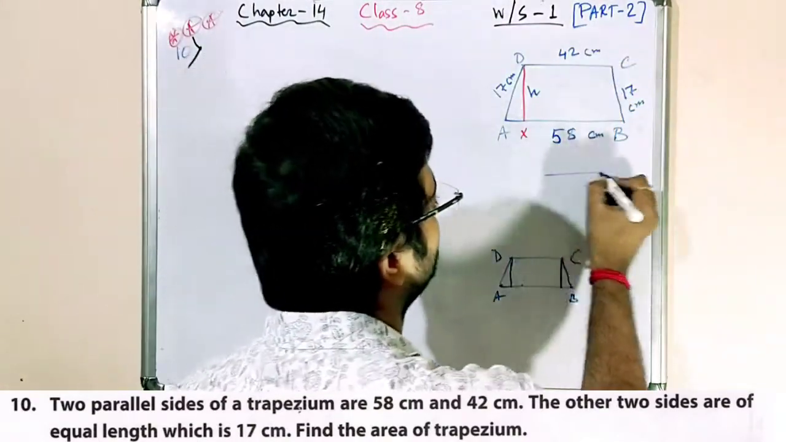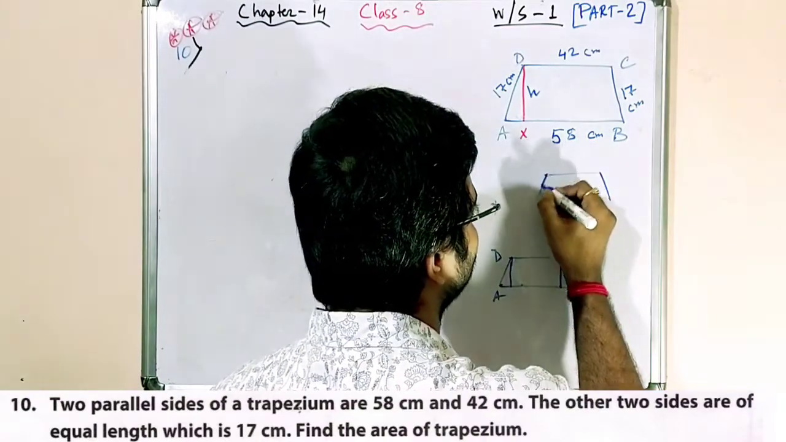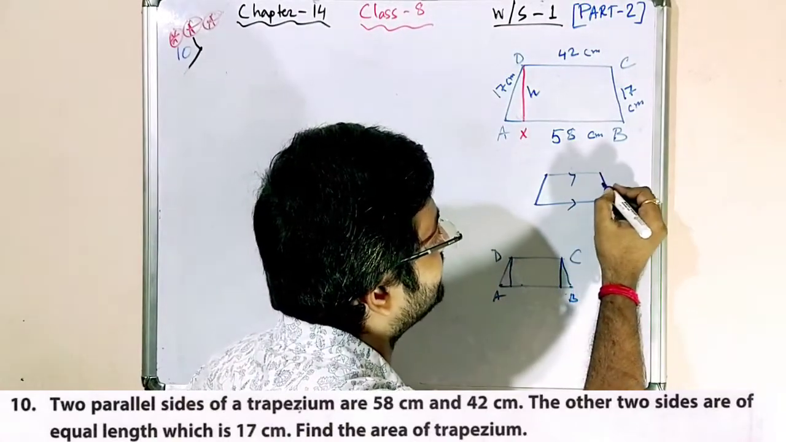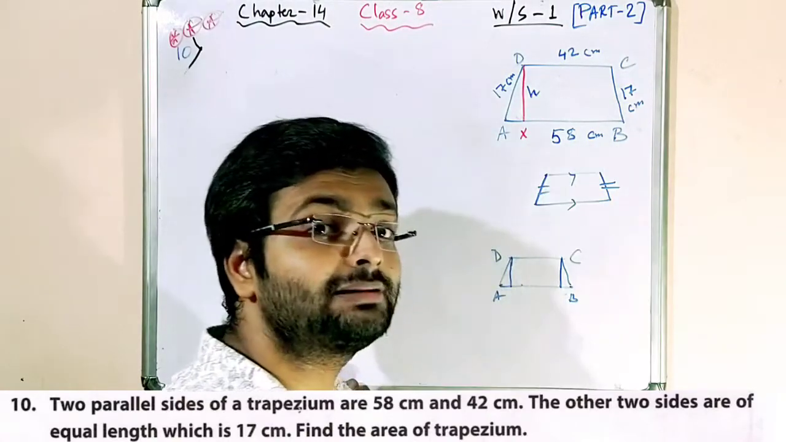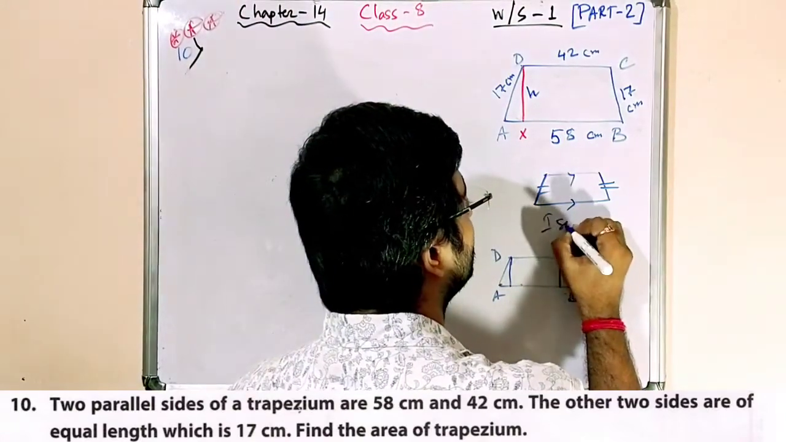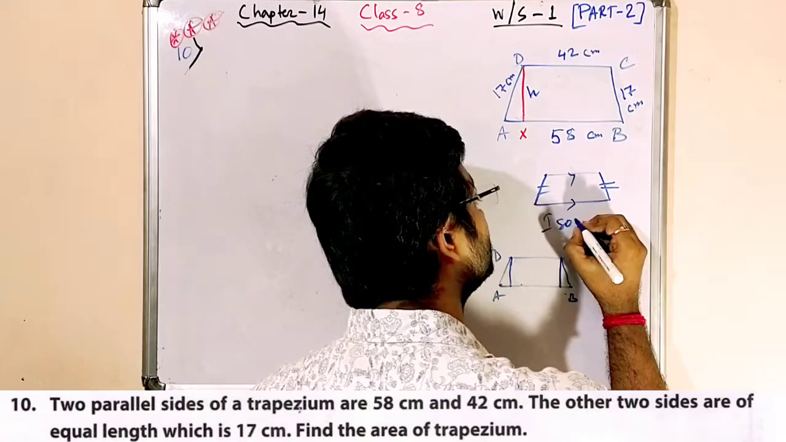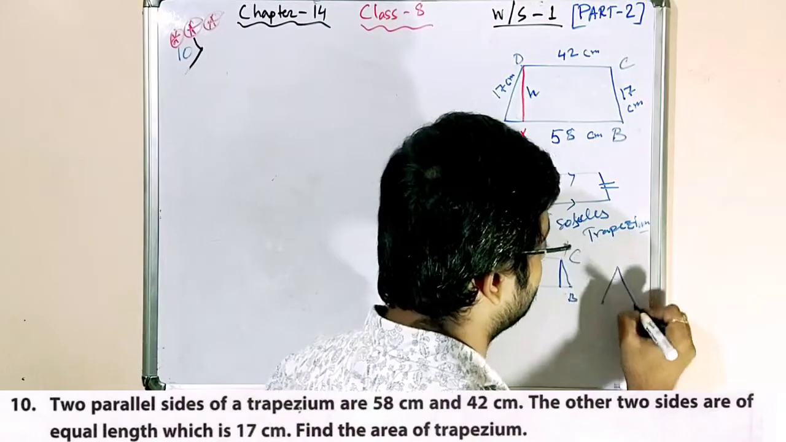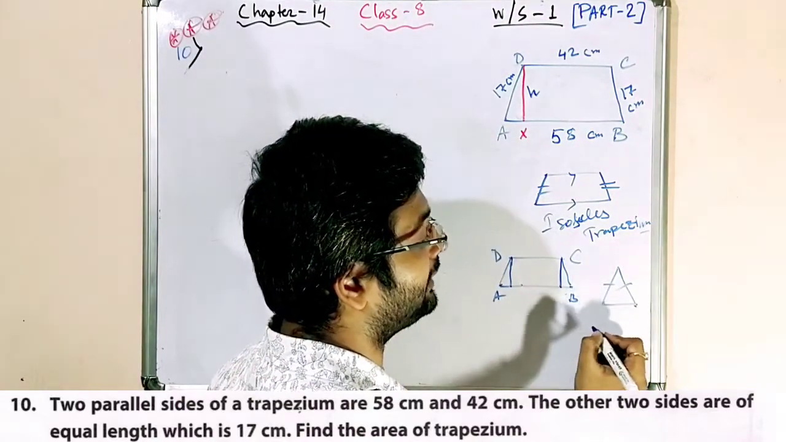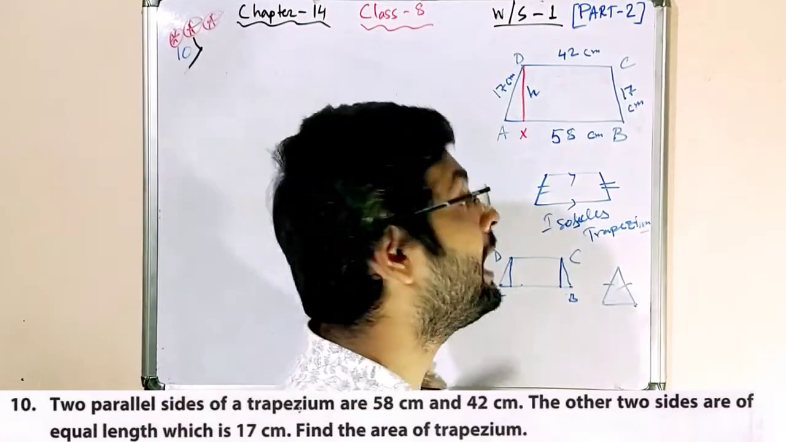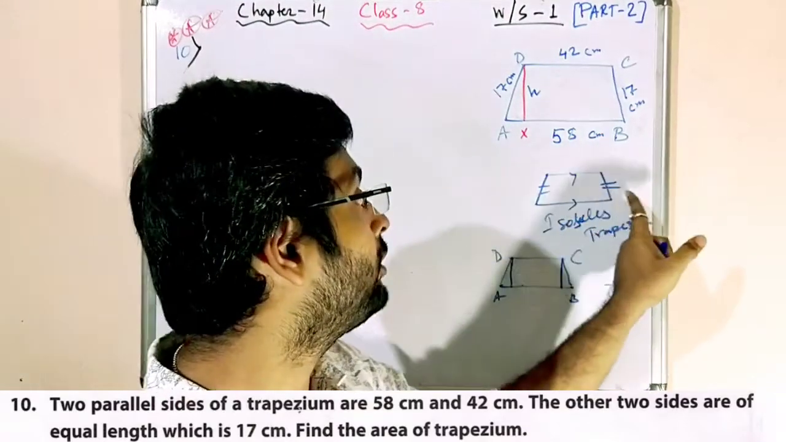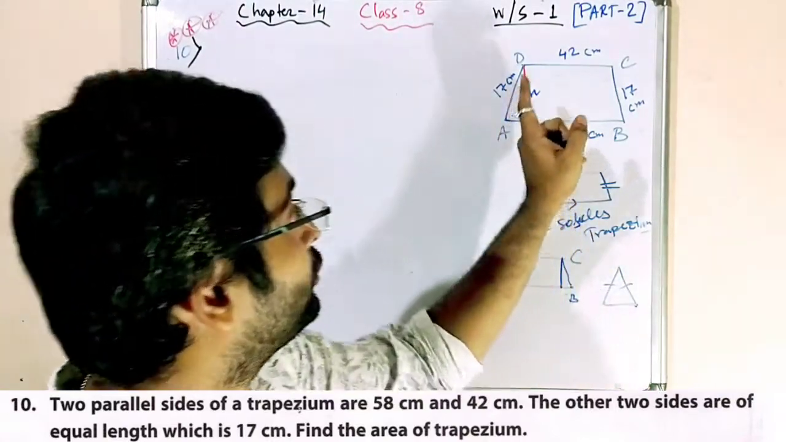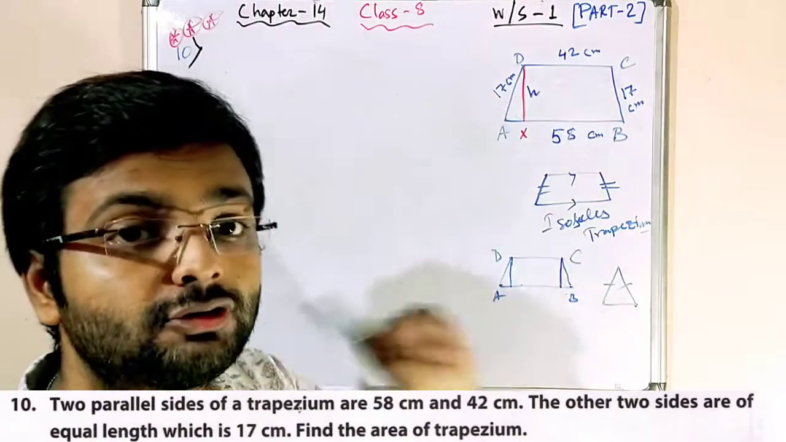And do you know, if in this trapezium these two are parallel and the non-parallel sides are equal, then it is called what? Isosceles trapezium. Why? Do you remember how to relate that? Suppose in a triangle only these two sides are equal, then this triangle is called what? Isosceles triangle. So here two non-parallel sides are equal, so that's why we can call it isosceles trapezium. So this is a special type of trapezium that is called isosceles trapezium.